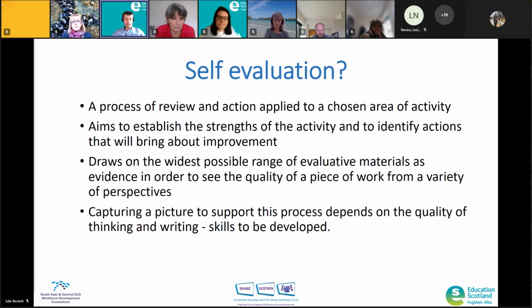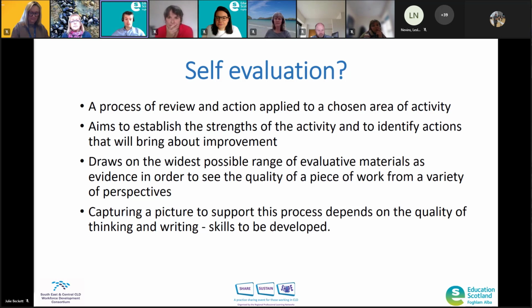So first and foremost, what is self-evaluation? Just to clarify, it is a process of review and action applied to the chosen area of activity. Simply put, you look at what you're doing, you see how it's going, and you see what you're going to do next. It also aims to establish the strengths of an activity and identify actions that will bring about improvement. A place to highlight strengths that exist, and also notice improvements that need to be made. It's often a very honest part of self-evaluation, noticing where things need to be improved upon, and that's a key word when it comes to self-evaluation, honesty.